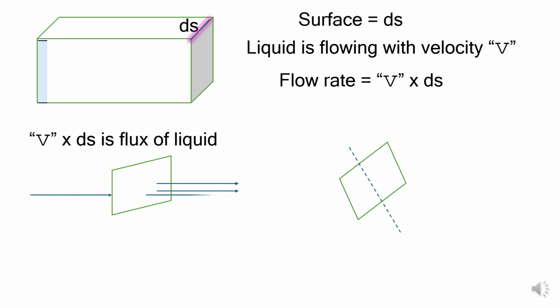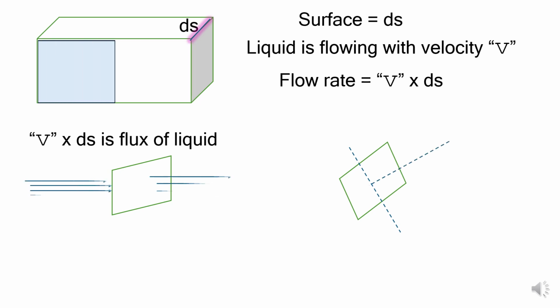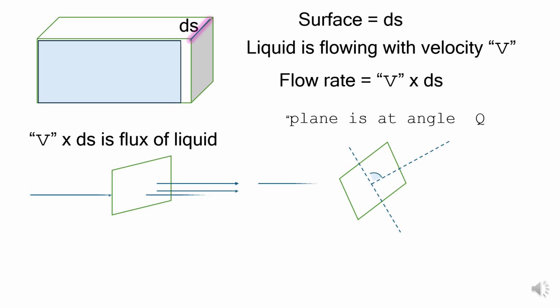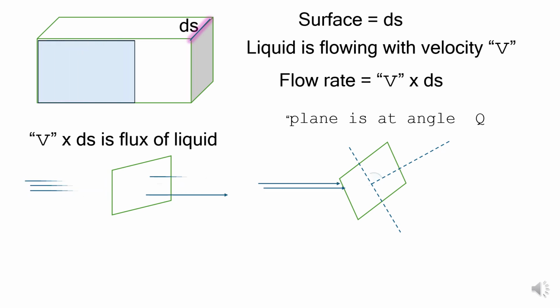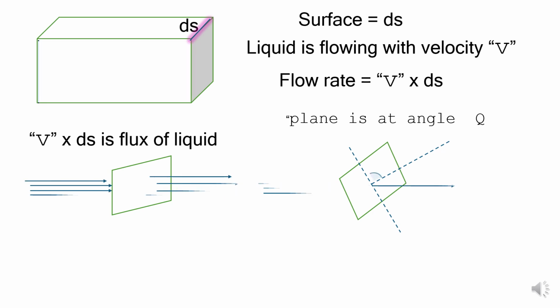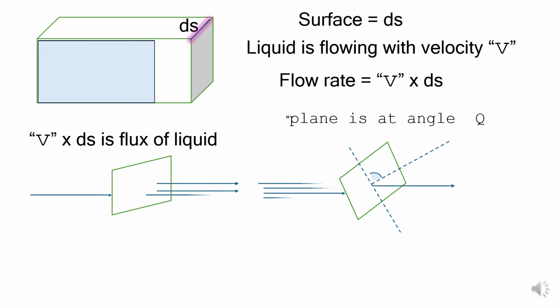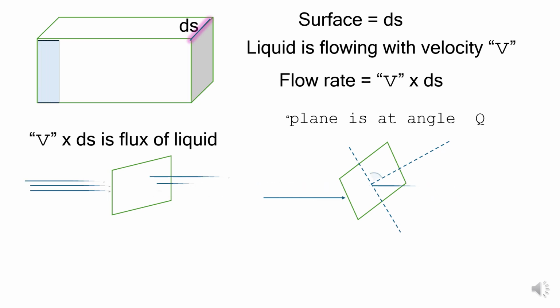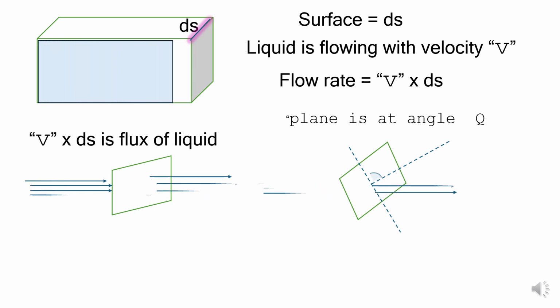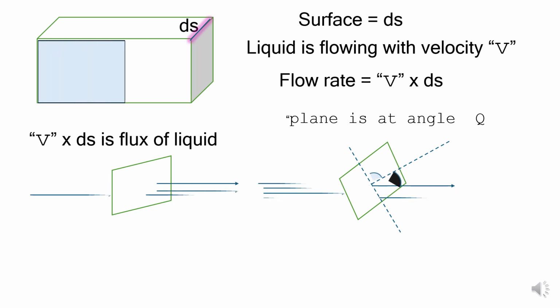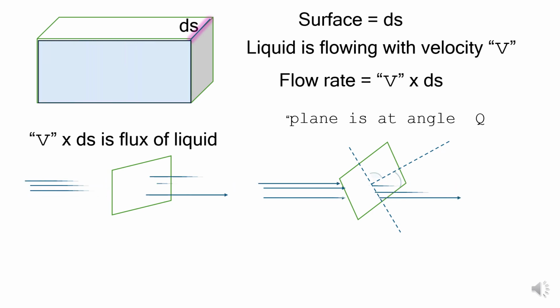But if I change the plane by a certain angle, now on the right side I have changed the angle, you can see the plane is changed. If you change that plane by an angle q, you can see the lines are passing through that plane, but the outgoing lines crossing the plane are not perfectly at 90 degrees, but have some angle q. You can see the lines are cutting the plane with an angle q.